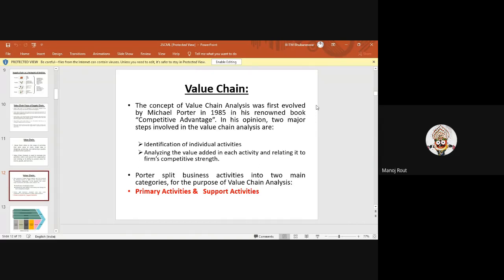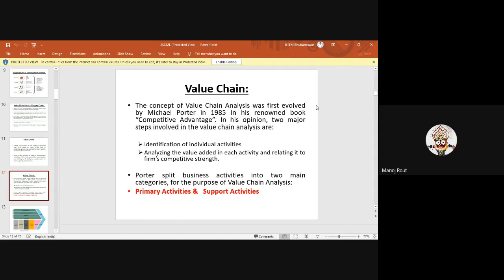Suppose you are involved in manufacturing activities, you have to arrange the machine setup. You have to arrange highly skilled people. You have to introduce more technology, more methodology, new processes, or automation of new processes that enhance the quality of the product. The next part is to analyze the value added in each activity and relate it to the firm's competitive strength.